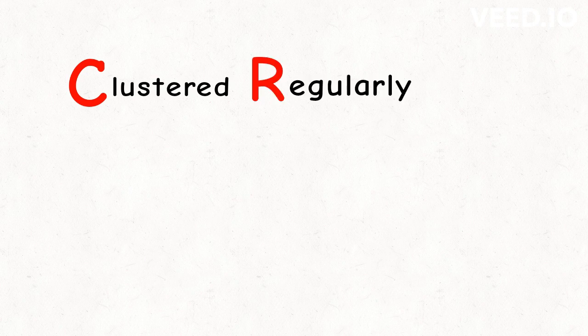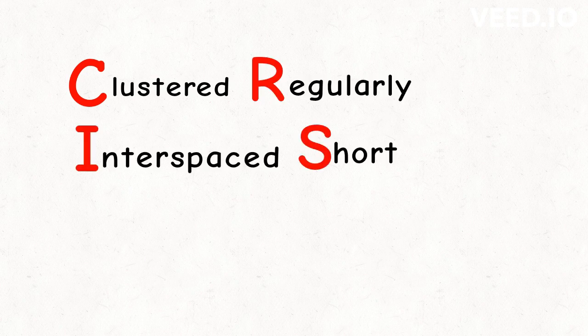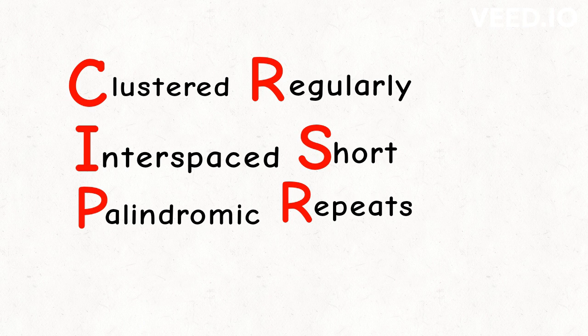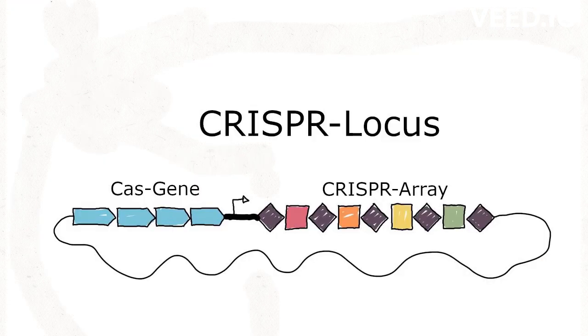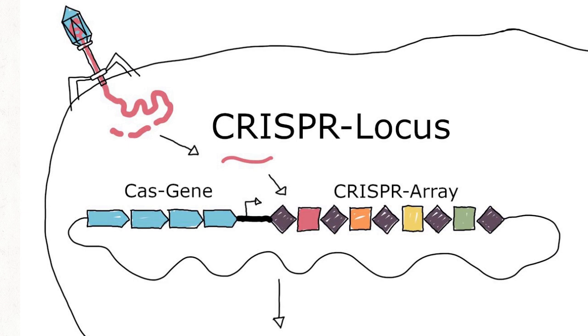Clustered regularly interspaced short palindromic repeats. It's just a specific DNA sequence present in bacteria such as Streptococcus pyogenes and Escherichia coli strain, which provides adaptive immunity against bacteriophage viruses by degrading their genome.